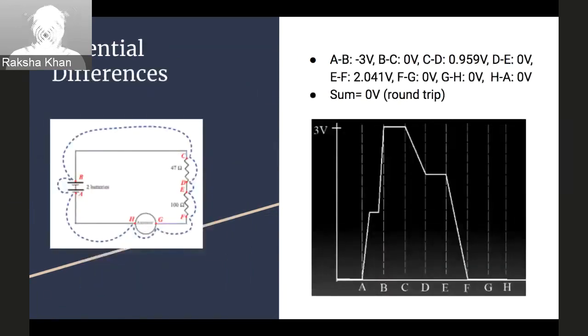And then the potential differences when we map it out at different points from A to B, B to C, and so on are given over here on the top right, and the sum of them would be 0 volts as we know from Kirchhoff's law, and here's just a graph showing the different potential differences between different points.